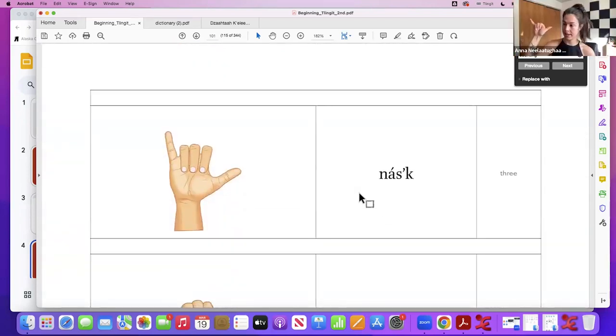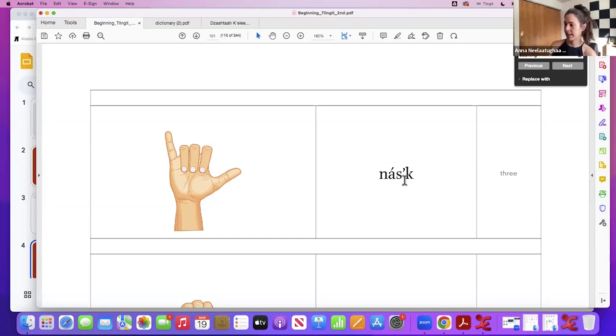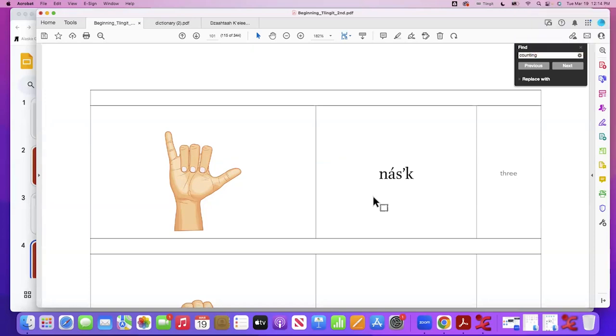Nask. Nask. We have a pinched S sound. So the S will be really sharp and then the K will just flow out. So one more time. Nask. Yeah, good.